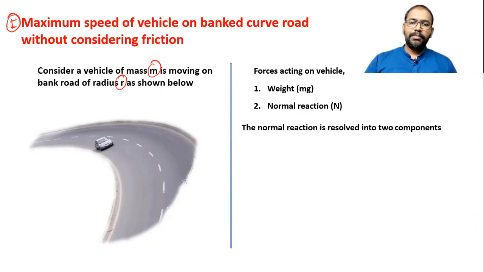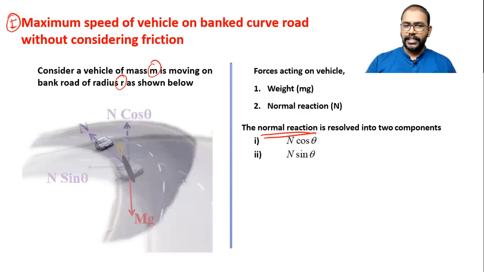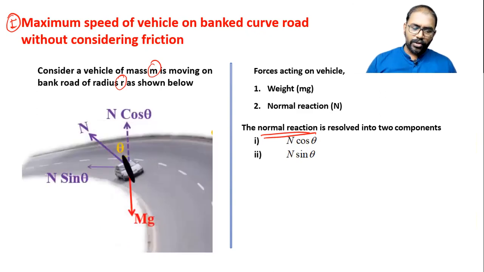Before that, remember that we can resolve this normal reaction into two components. First one is n cos theta and second one is n sin theta. Let me show you both in a diagram. See the diagram here. This is the center of gravity of this vehicle. Through that center of gravity, I have shown weight in a downward direction, and this is the normal reaction. These are the two forces.